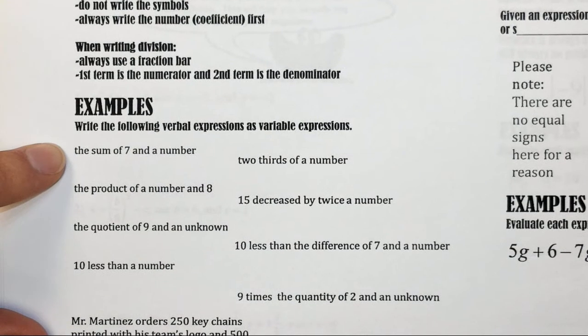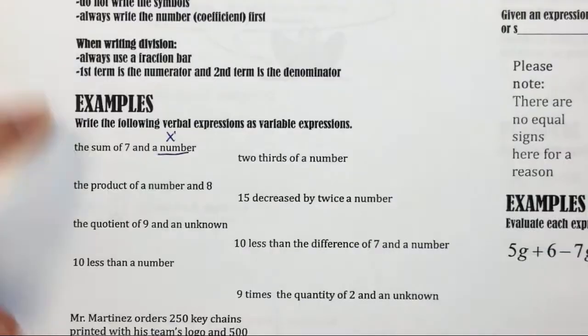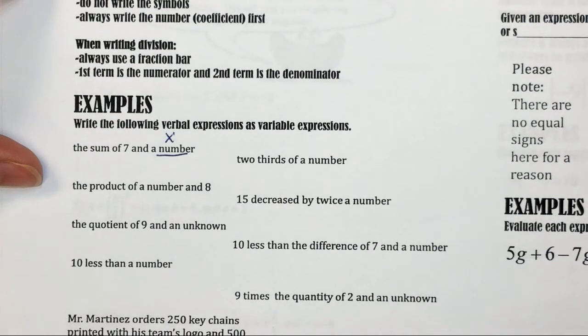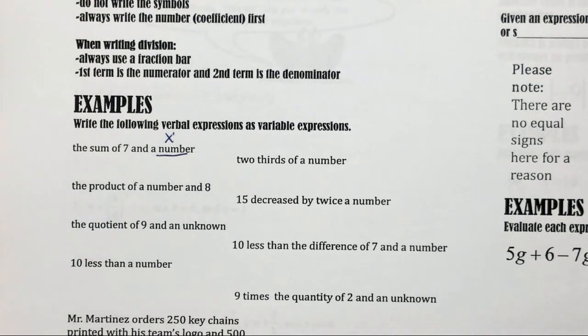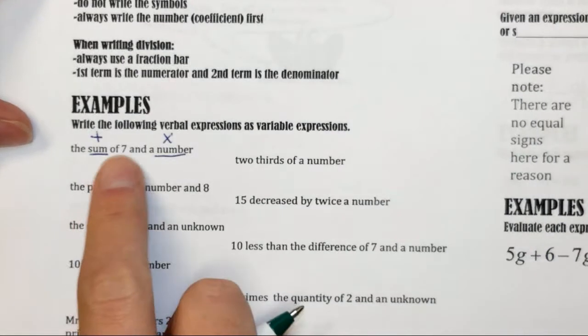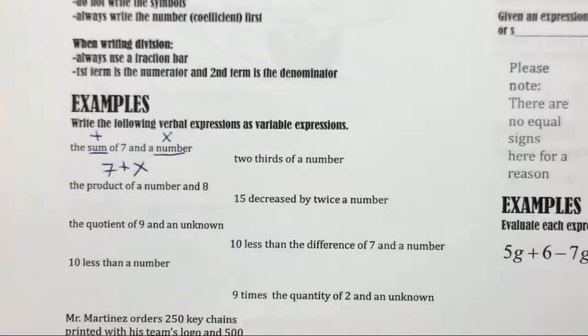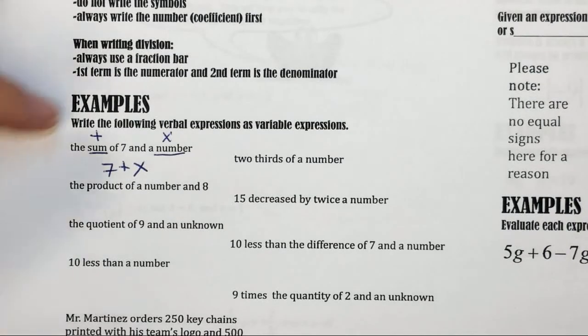All right, here we go. The sum of 7 and a number. So a number, you could pick any variable you want. Remember, that means variable. I can use an x or a y. Okay. Sum means plus. So I'm adding 7 and x together, so I get 7 plus x. Notice how I annotate a little bit. I tend to write above directly what operations I'm doing and what things I need to fill in.